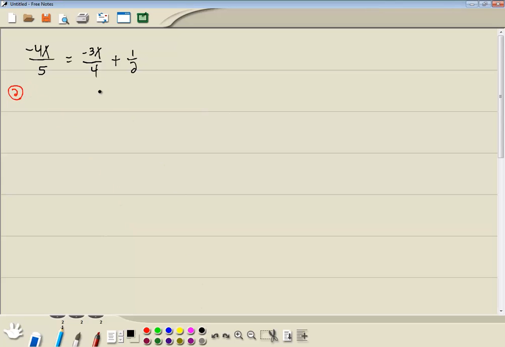Now you probably can see what the LCM is on this, but let me go ahead and show the steps. Find the LCM of 5, 4, and 2. Our first step in finding the LCM of numbers is to factor each number. Well, 5 is prime, so it just remains 5. 4 is 2 times 2, and 2 is prime, so it just remains 2.